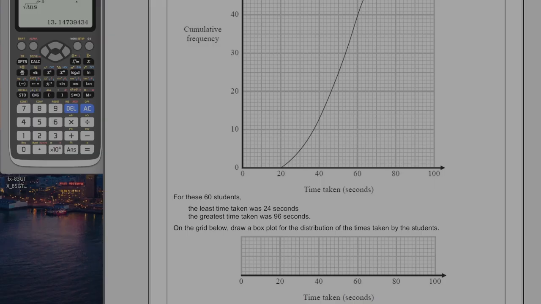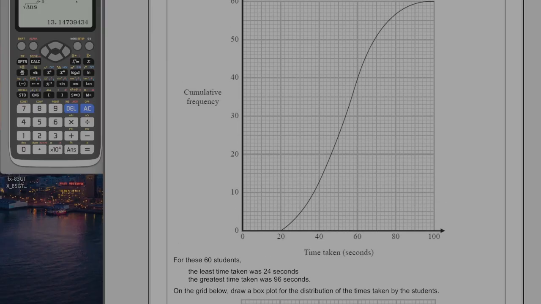So my lowest is 24. So we'll add that as a line here. My greatest was 96. So I've just messed up on my scale slightly there. So these are actually going up in twos. So 24 would actually be there. 96 would be there. And then we need to work out our median first of all.